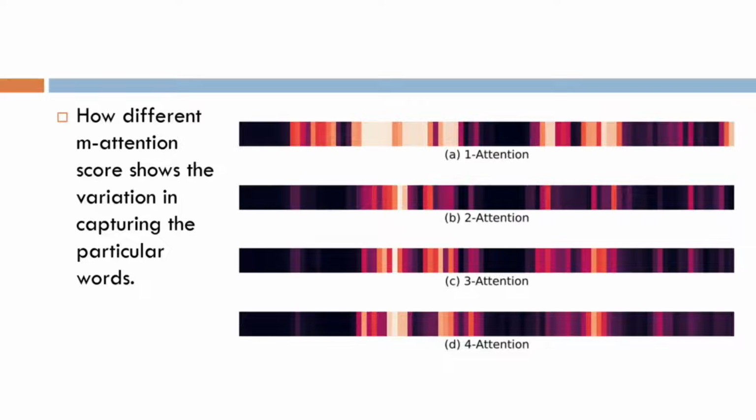So this picture is from Ashish's paper that I have put here, just to show how different multi-attention scores correspond to the variation in capturing the particular words. If we see one attention, which is at the top, there are lots of words getting attention. So this entire thing is a protein sequence, and the individual lines show the individual words. This can be considered a very long sentence with lots of words. So attention is distributed amongst a wide range of words. When we do multi-2 attention, we see it is more focused. And the same with 3 and 4 attention. We see in 4 attention, it is focused on a fewer set of words.